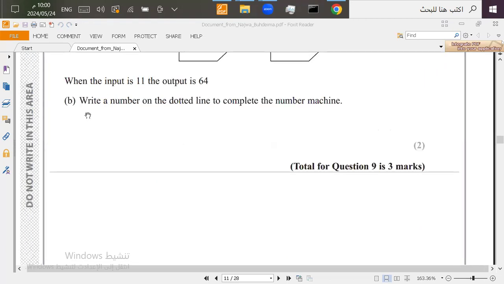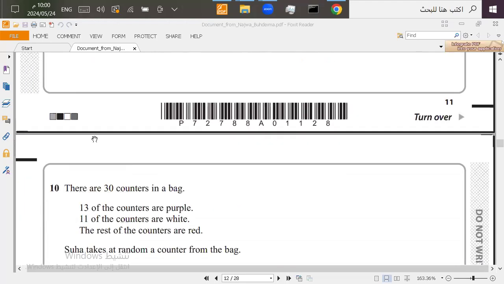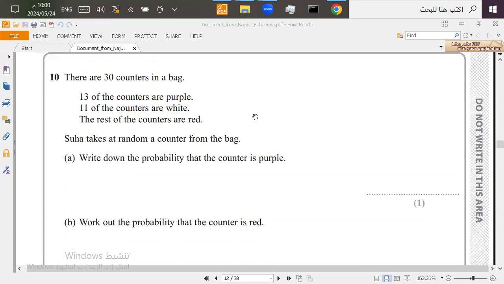Here. There are 30 counters in a bag. Let's put the question here on top. There are 30 counters in the bag. 13 of the counters are purple. 11 of the counters are white. The rest of the counters are red. Soha takes at random a counter from the bag. Write down the probability that the counter is purple.